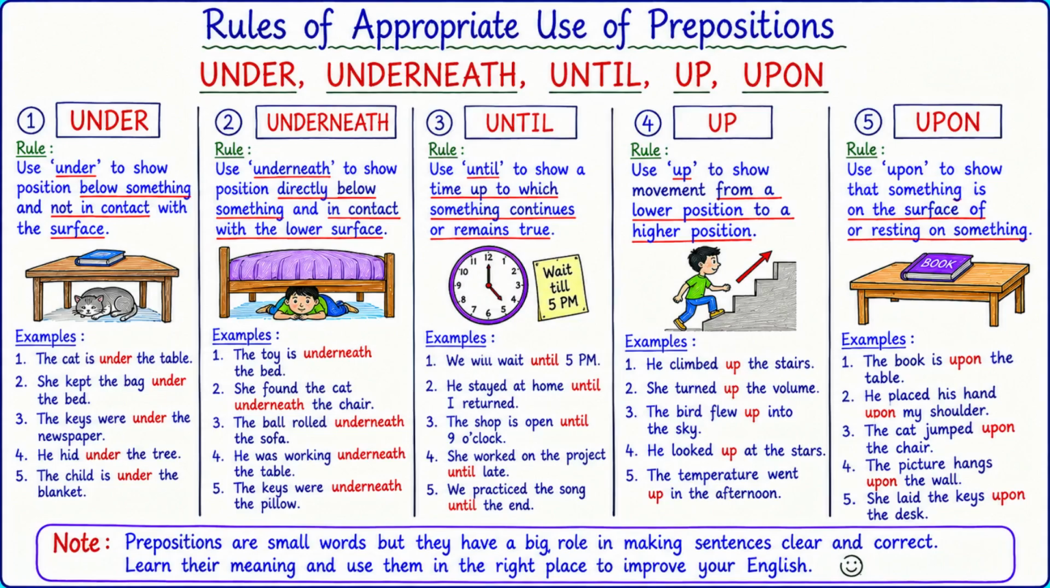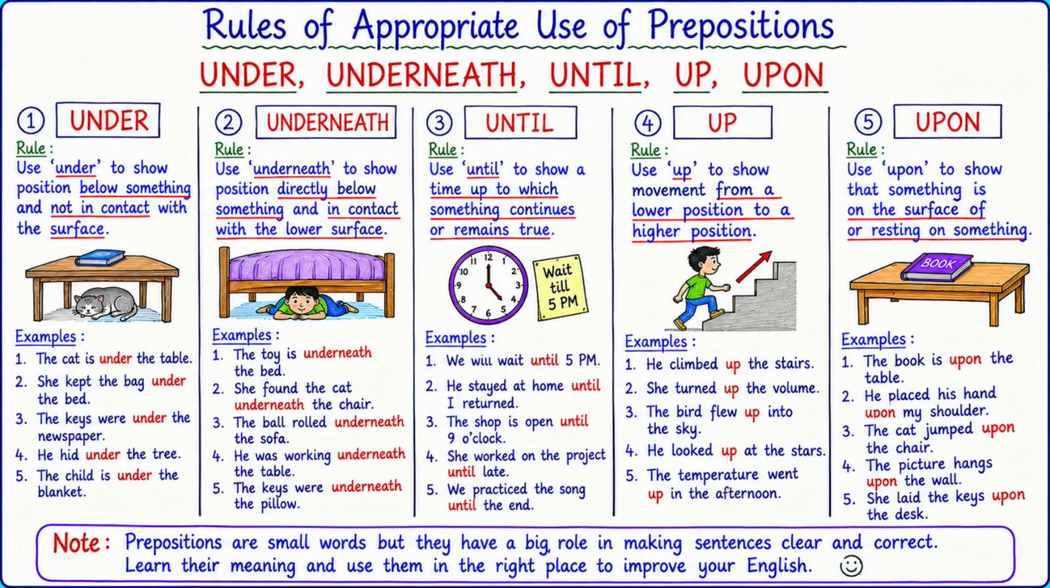So, remember, until means up to a particular time or event. For example, until Monday, until tomorrow, until 5 p.m., until the end. A useful point to remember is that till is essentially the same meaning as until. Now, let's learn the preposition up. We use up to show movement from a lower position to a higher position. It is commonly used when talking about stairs, hills, roads, levels, or vertical movement.